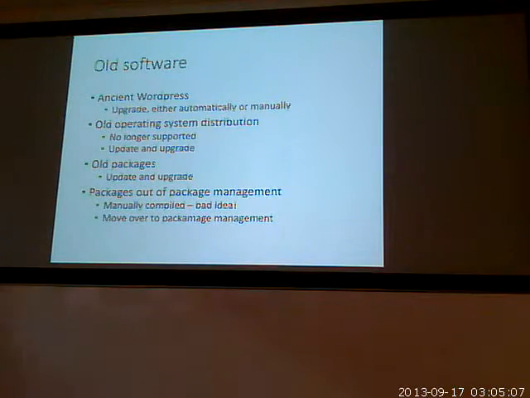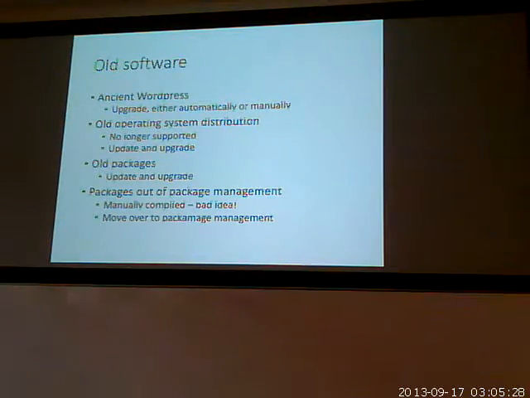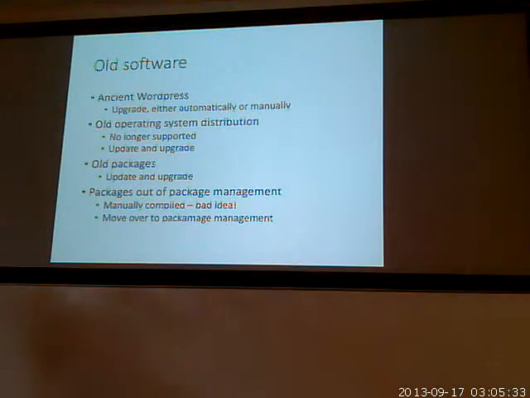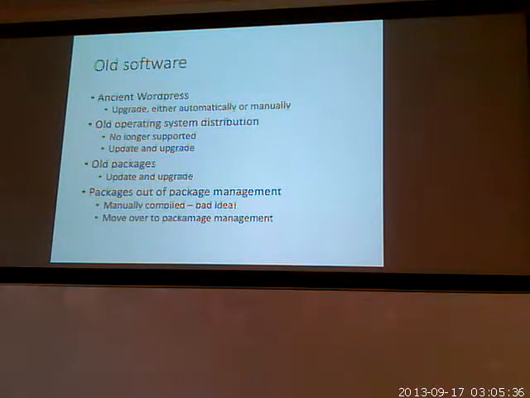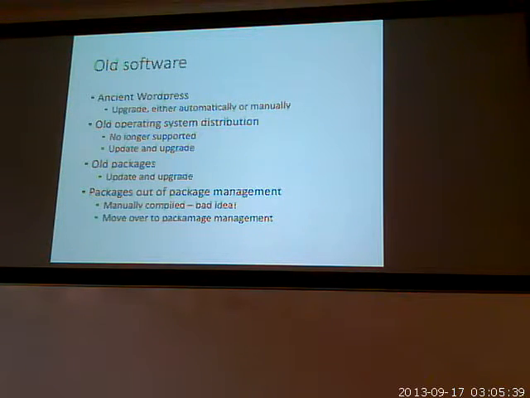So when it came to old software, the biggest thing as well was that there was an ancient version of WordPress there, full of vulnerabilities, and you needed to either upgrade, either automatically or manually, WordPress. There was an old operating system distribution on there, which is no longer supported, so again, it was good to see that most of you took the opportunity there to update and upgrade that. There were lots of old packages on there, again, update and upgrade that using package management. There were also some things outside of package management. There was a custom compiled version of PHP on there, which is far harder to maintain. So it's important to switch that over to being managed in the package manager, because that way it gets updated with the rest of the system.